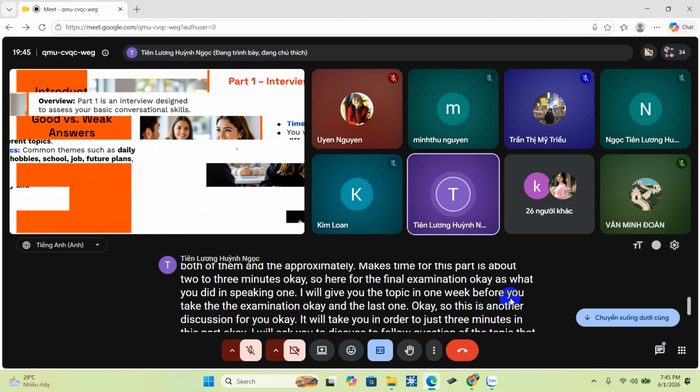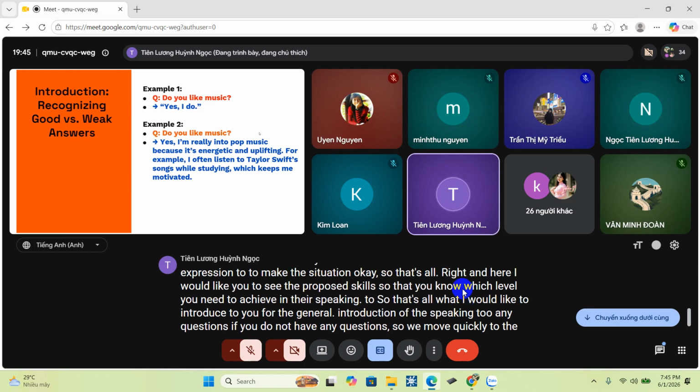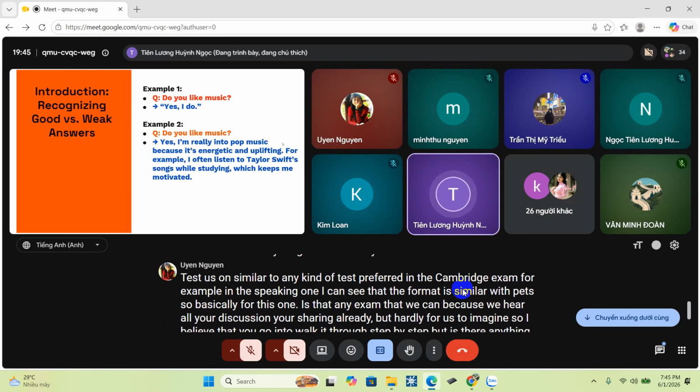So now I would like you to have a look at the question about music. For example, the examiner will ask you, "Do you like music?" And here there are two candidates with two different ways of answering. Now I would like you to spend 1 minute to read the way they answer and tell me which one is better and why.